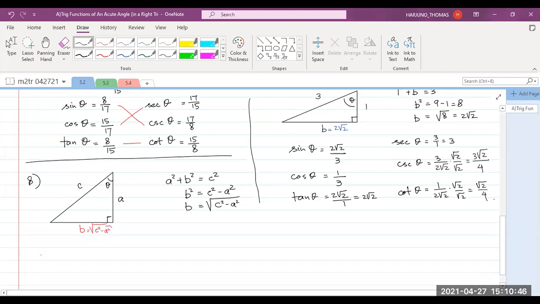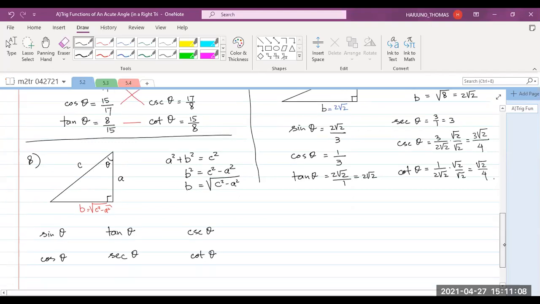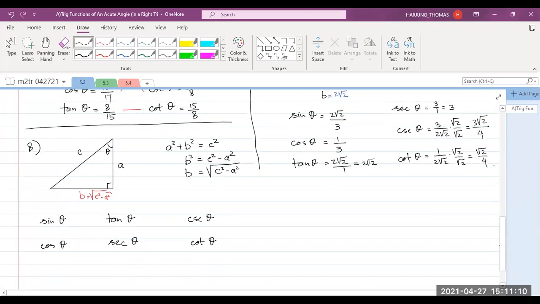Now then, let me ask you to do this. What is sine theta, cosine theta, tangent theta, secant theta, cosecant theta, and cotangent theta? Okay, please do that. Let me give you 1 minute for this.